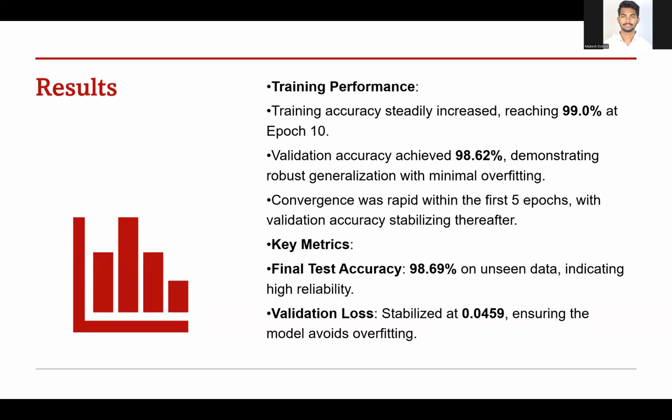And let's move on to the results of our implementation. Firstly, let's talk about the training performance. The training accuracy increased steadily, reaching 99% by the 10th epoch. At the same time, validation accuracy stabilized at 98.62%. This indicates that the model generalized well without overfitting. Additionally, the final test accuracy on the unseen data was 98.69%. This demonstrates the robustness of the implementation. In terms of loss, the validation loss stabilized at 0.0459, further supporting the model's efficiency.